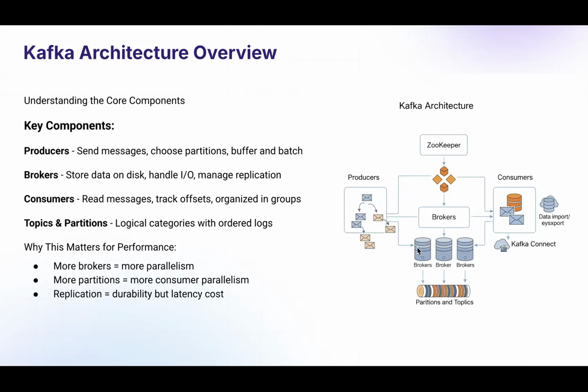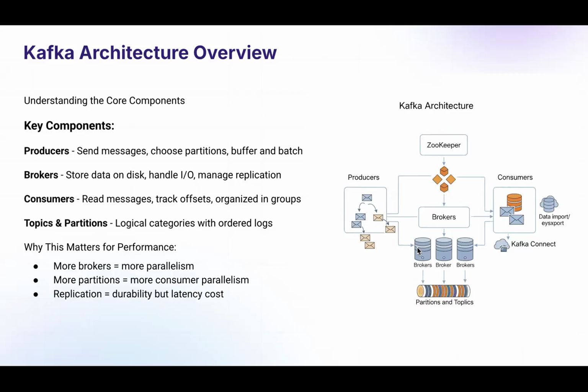Topics are divided into partitions, and partitions are replicated across multiple brokers. You can see in the diagram we have three brokers, where broker 1 is the leader for the partition, and broker 2 and broker 3 are followers who are replicating the data. And this is managed by Zookeeper in older versions, or KRaft in Kafka 3 and beyond.